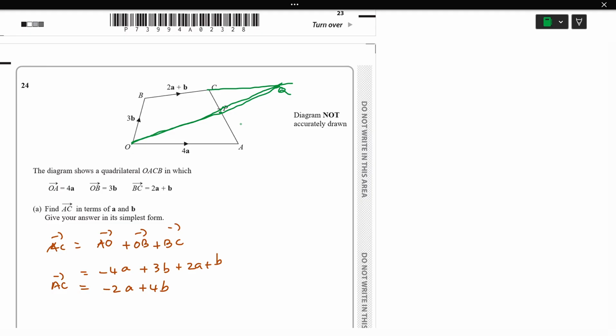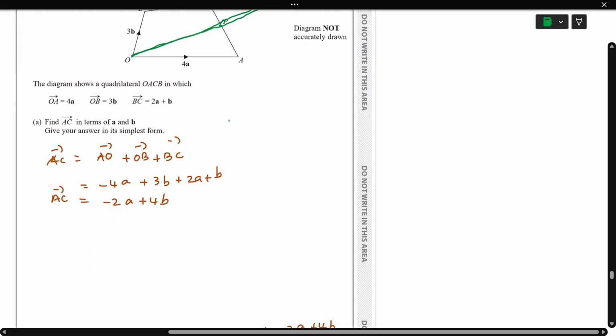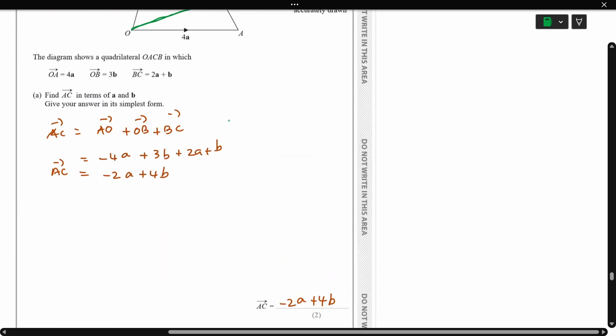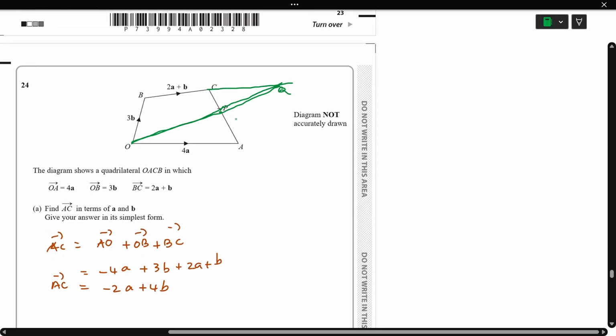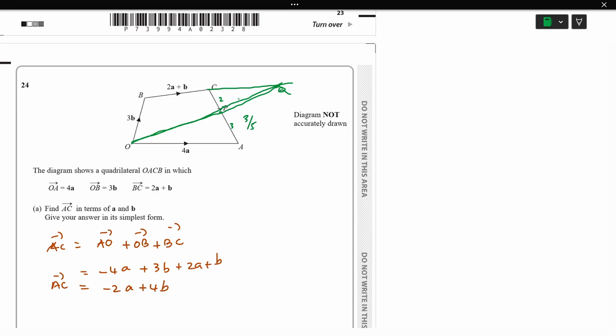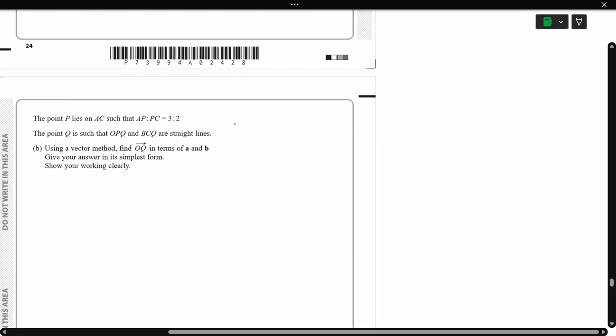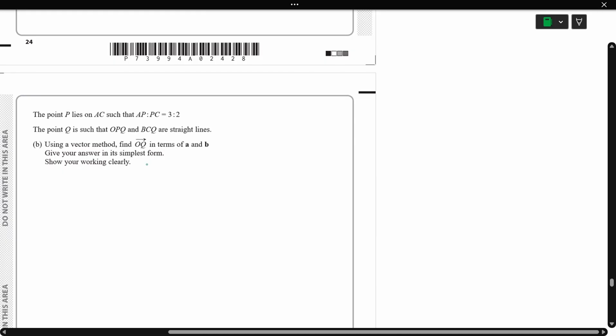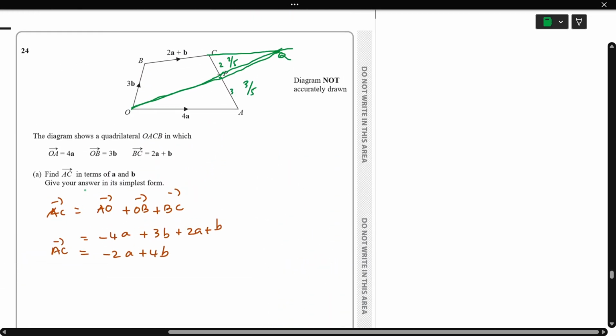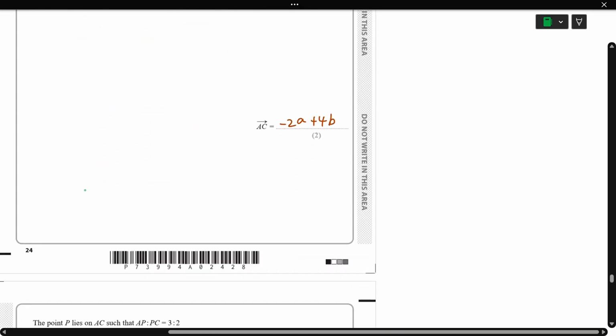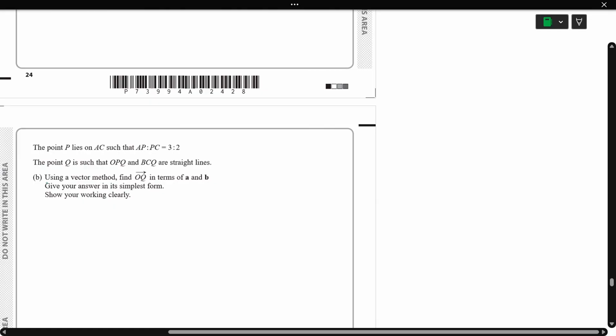Okay, what is the ratio given? The ratio is 3 ratio 2, which is 3 over 5 here and 2 over 5 here: 3 over 5 of the entire length and 2 over 5 of the entire length. Okay, first I'll go for OQ. For OQ, we need OP first. Okay, OP.